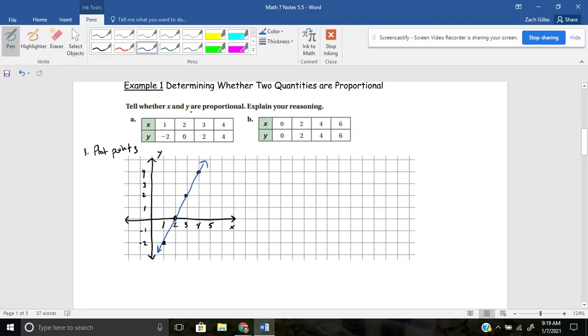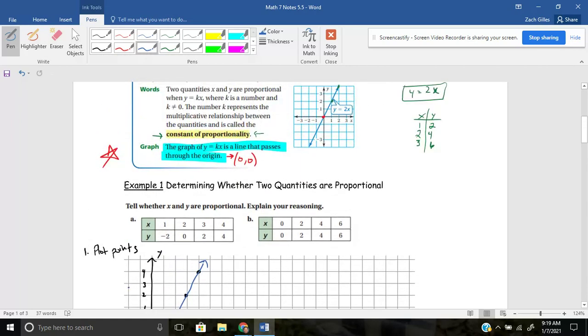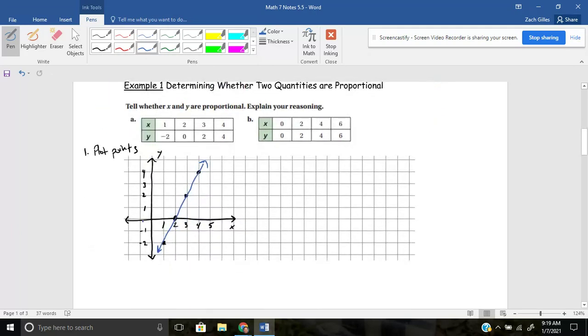Now I need to say, are x and y proportional, and then explain my reasoning. Well, really quick and easy, I can see that this line does not pass through the origin. We just talked about that: to be proportional, it has to pass through 0, 0, and this line does not. So right away, I can stop here and say the line does not pass through the origin.